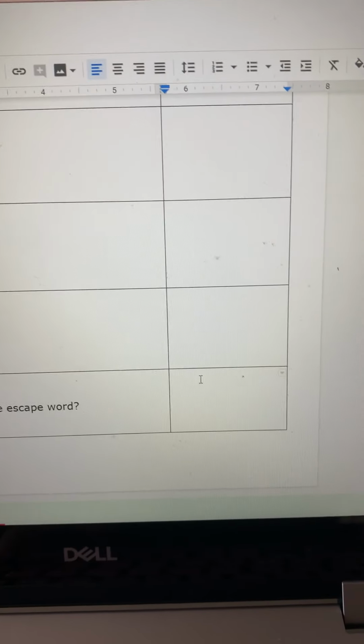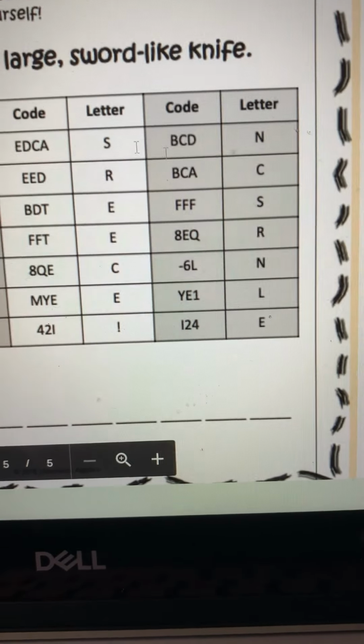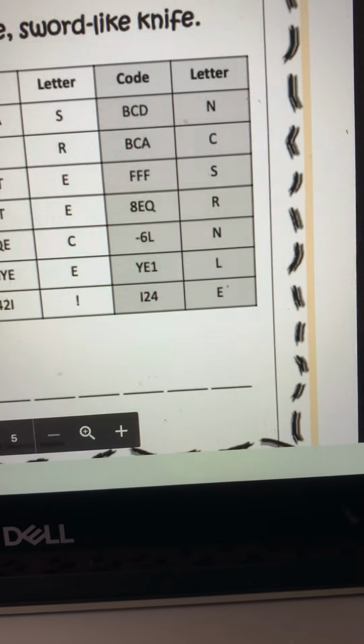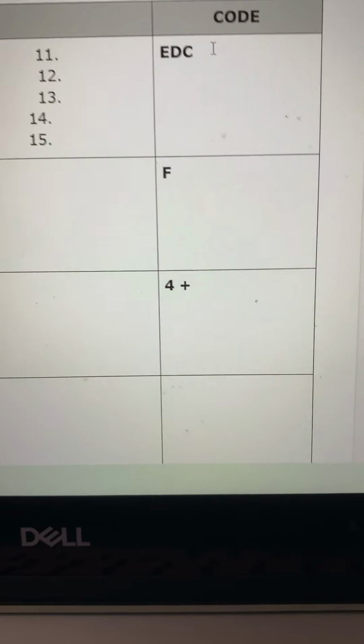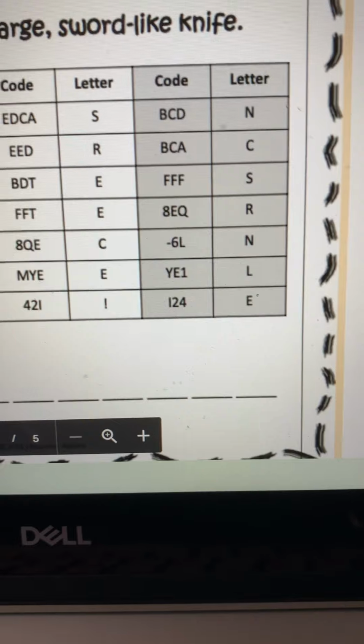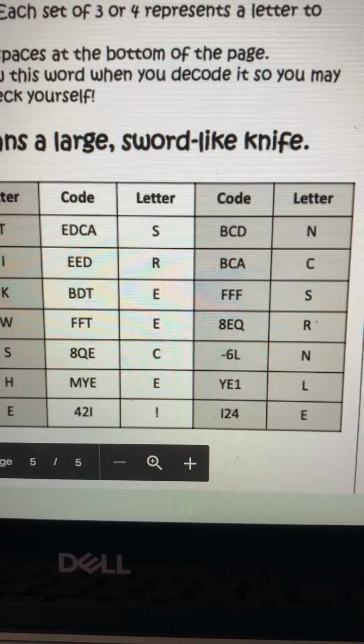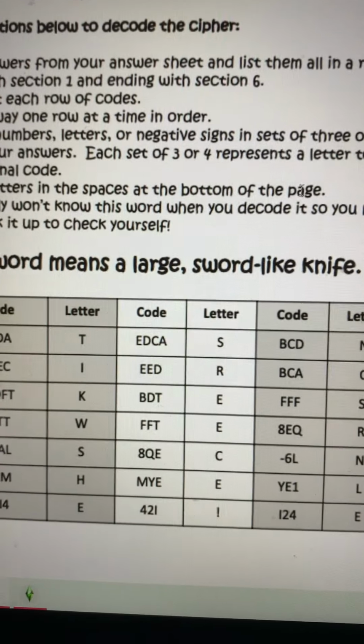Okay, so that means when I go here, what is the ultimate escape word? My first letter is going to be S. Okay, because that is what the group of my answers that I got. Okay, and then the next 3 or 4 you're going to have is going to be the next letter. All right, now place the letters and spaces at the bottom of the page.